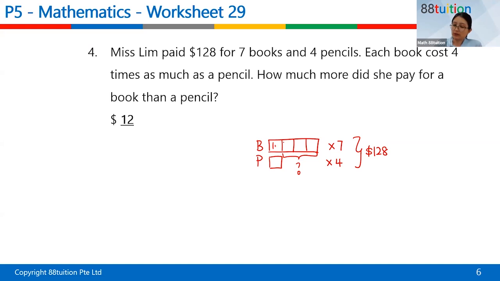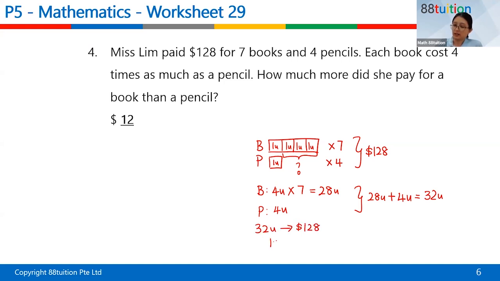Okay, so we know book is actually 4 units. 4 units times 7 is 28 units. So pencil is 4 units. So total is 28 units plus 4 units, which is 32 units. So 32 units is 128. Use the calculator. You can find what's 1 unit. And then we can find 3 units.